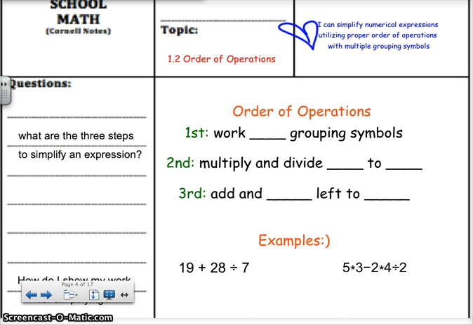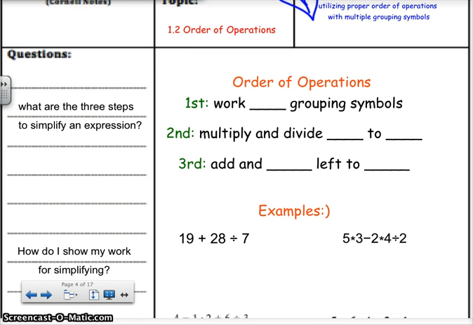The first thing you're going to do is work inside grouping symbols. That's always the first. Grouping symbols are like a spotlight that tells you that whatever is inside there is the most important thing in the universe. They are parentheses. They are brackets. They are also something a little less common, a division bar. A division bar is a grouping symbol.